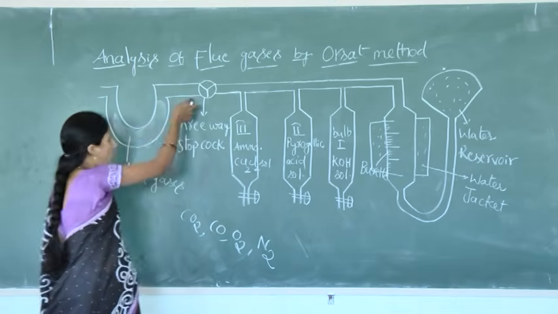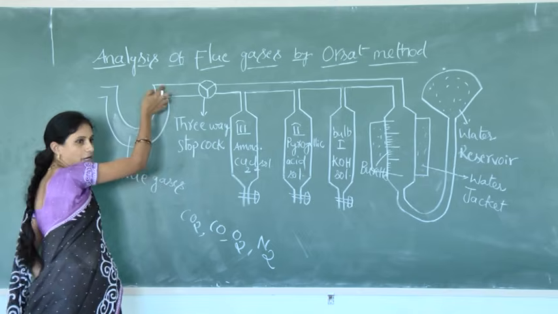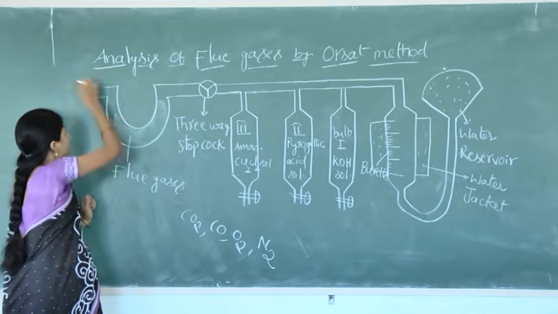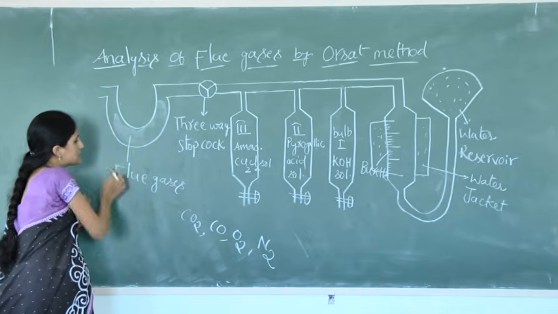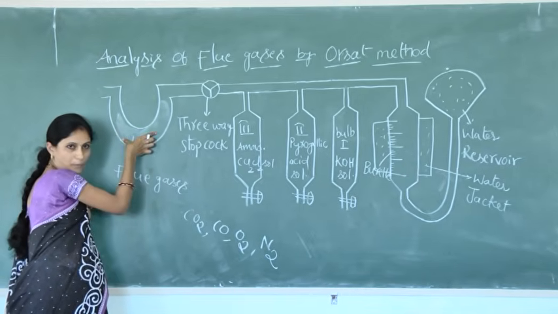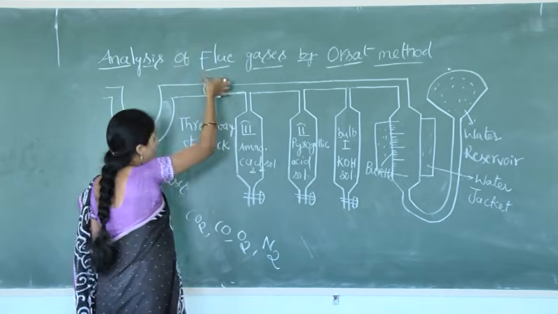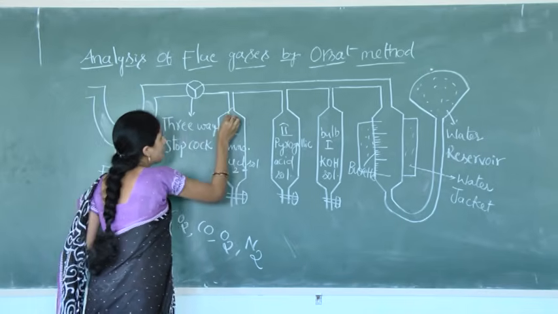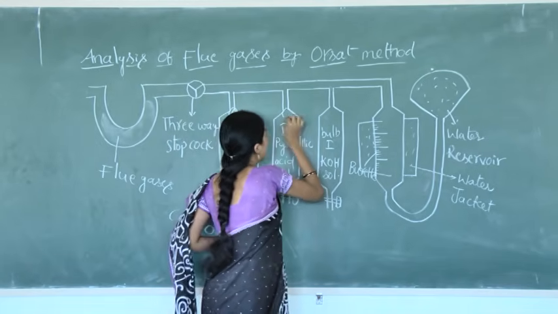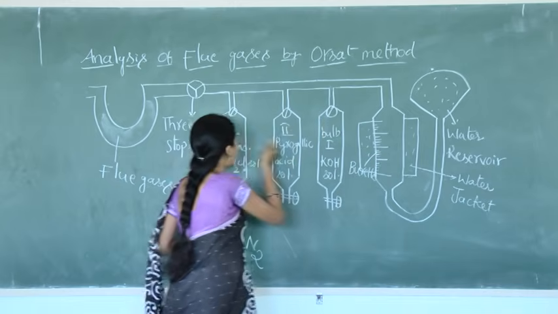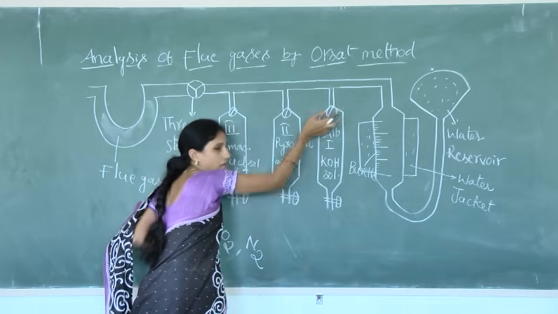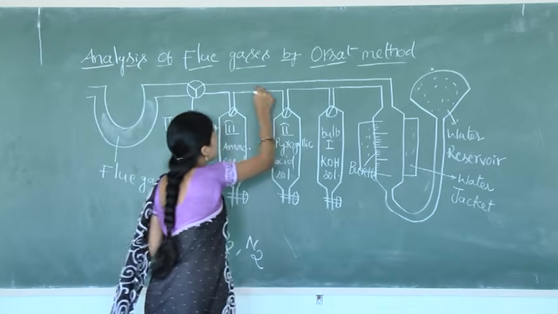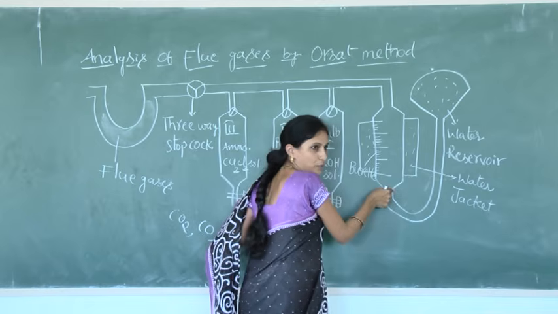solution. Now the stopcock is further connected to a U-shaped tube having flue gases. From the combustion chamber, the flue gases are directly sent into this U-shaped tube. Now the three-way stopcock is opened. The flue gases are directly sent into the burette. Why? Because all the absorption bulbs have stopcocks, and these stopcocks are closed. That's why the flue gases enter directly into this burette.